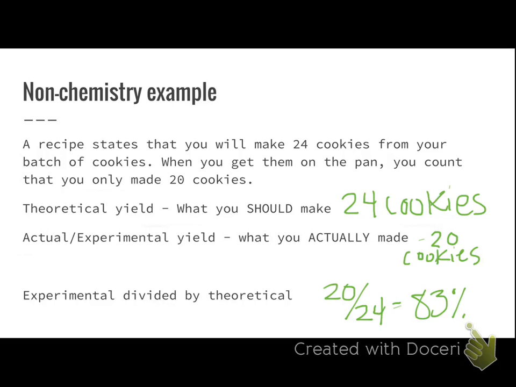So these terms right here, theoretical yield and actual or experimental yield, you're going to be using those a lot. And it's very important that you are able to keep track of them and identify which value is your experimental and which one is your theoretical, so you're doing your math correctly. Okay?